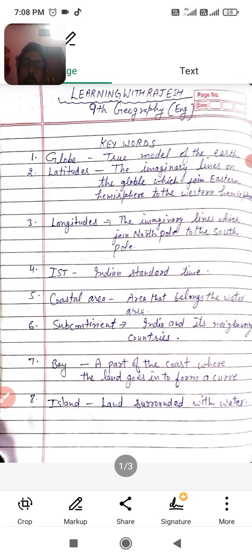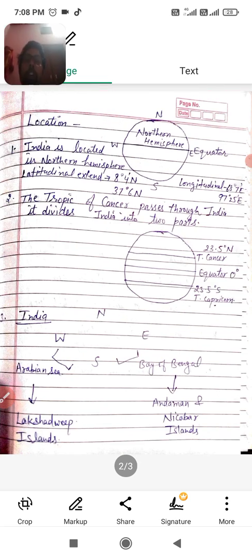And the next point of the day, India's location. As you know that we are going to read about the location of India. India is located in the northern hemisphere. Now you can look at the map where the equator divides the earth into two parts, and the northern part is known as the northern hemisphere and the southern part is known as the southern hemisphere. India is located in the northern hemisphere.